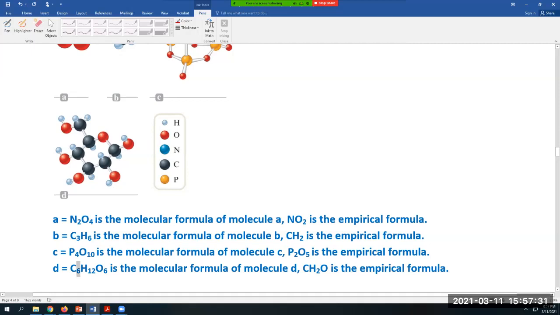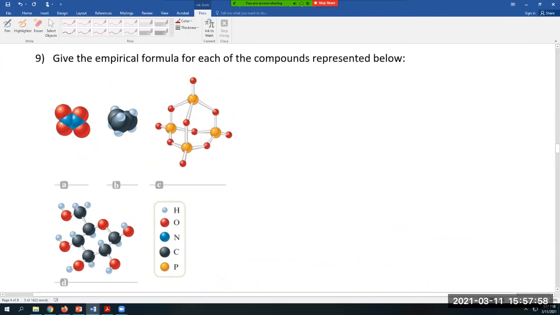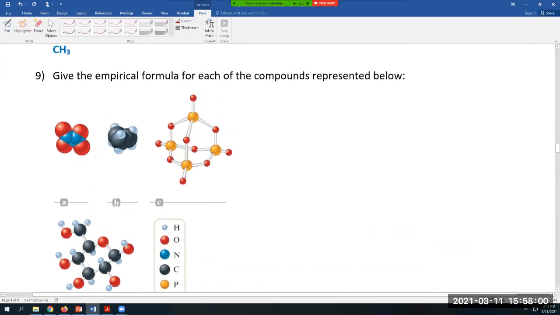So 6, 12, and 6 are all multiples of 6. So we can reduce that by dividing all these subscripts by 6. 6 divided by 6 is 1. 12 divided by 6 is 2. And 6 divided by 6 is 1. So the empirical formula will be CH2O. That's the empirical formula for this molecule in D. And that answers question 9, which was to give the empirical formula for each of these compounds.